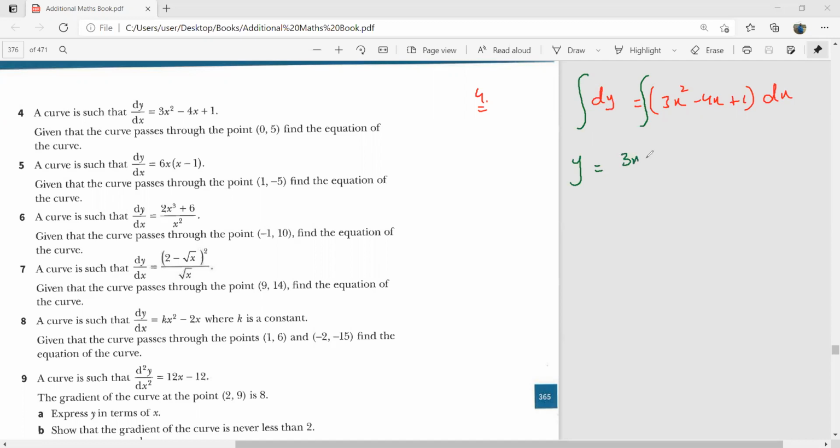And now I am expecting you people to be really good at your integration, okay? This is 4x squared over 2 plus x. And then you have to write this plus c. Okay, so we have y equal to x cubed minus 2x squared plus x plus c. You will be using this point now. He says it passes through the point (0, 5). One point is given intentionally so that you can determine the value of c from here. So I'll be changing this y with the 5 and I'll put 0 as x.